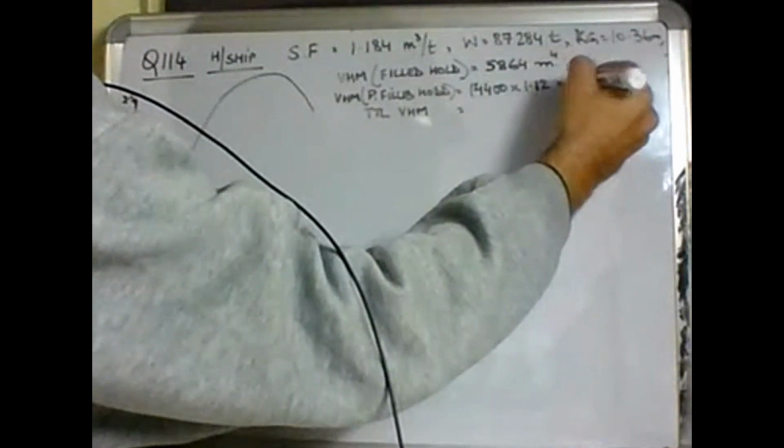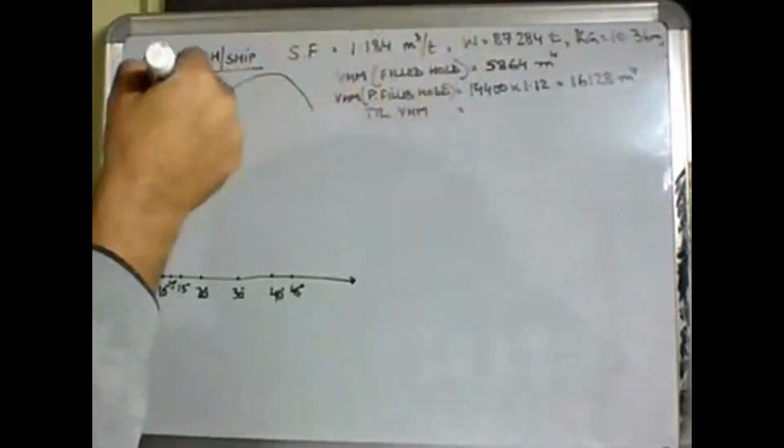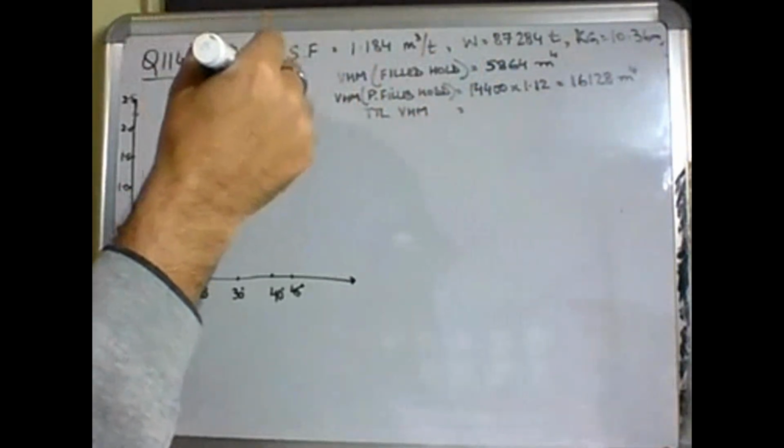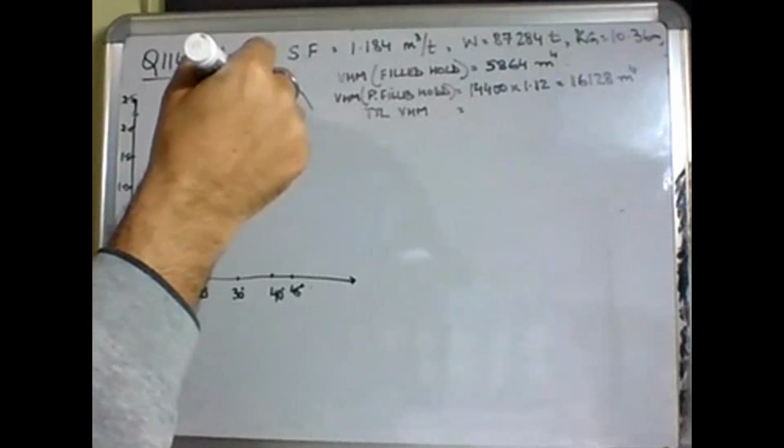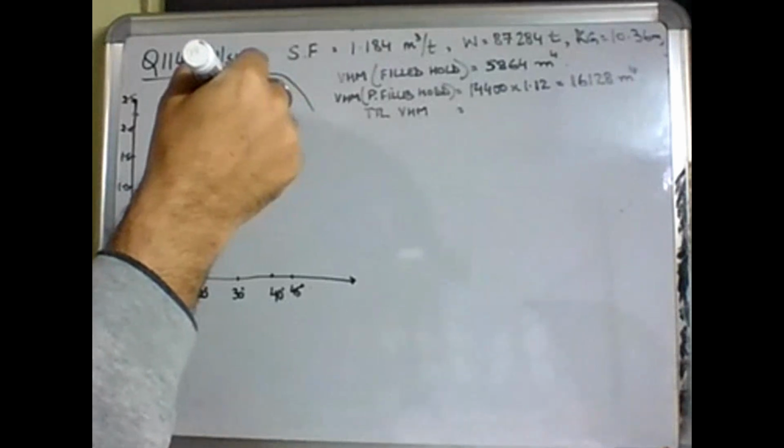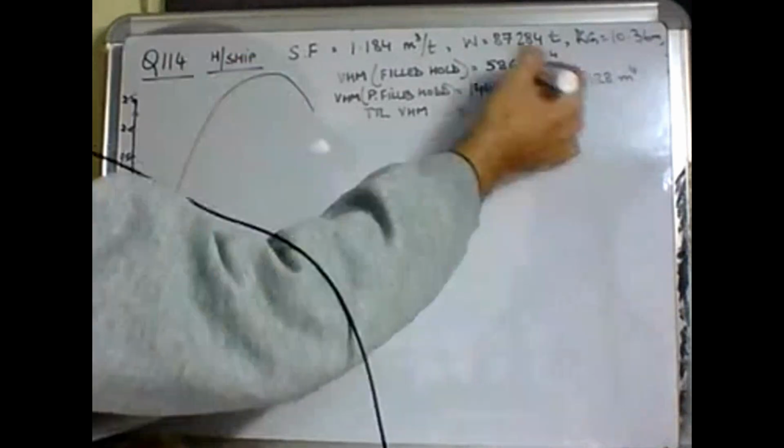This is a constant factor for partly filled holes. In the book, 1.2 has been used. That is a typo error. That is 1.12. Now add these two.